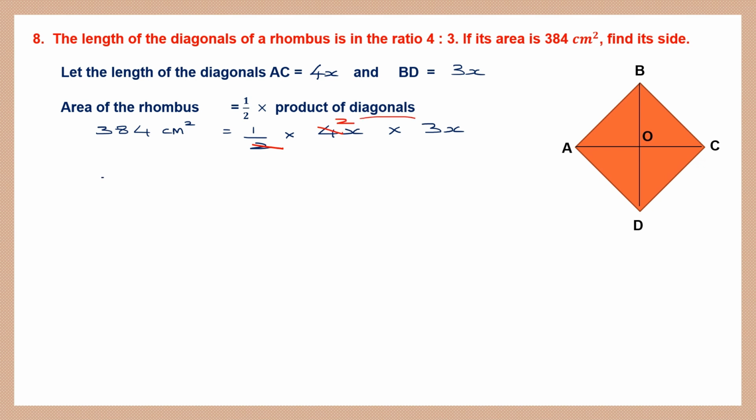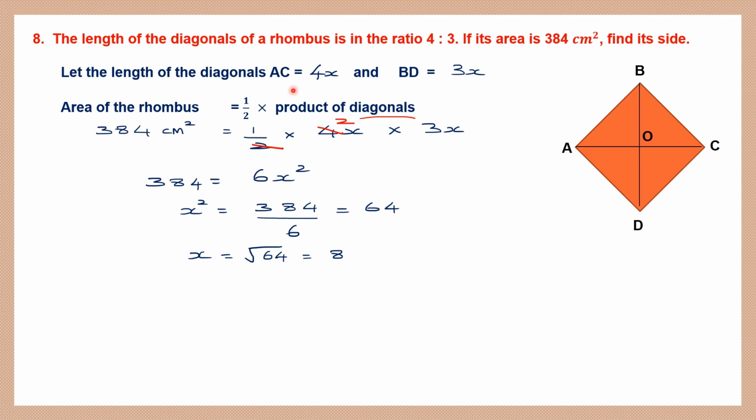So here on this side we have 384. On this side what do we have? 2 into 3 is 6. x into x is x square. Now we're going to find the value of x square first. So x square is equal to 384 divided by 6. And that is 64. So x square is 64. So x will be the square root of 64, which is 8. 8 8s are 64. So we have found the value of x.